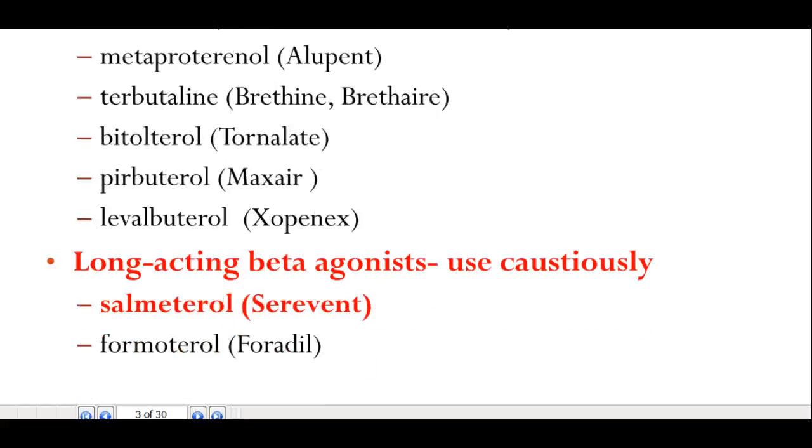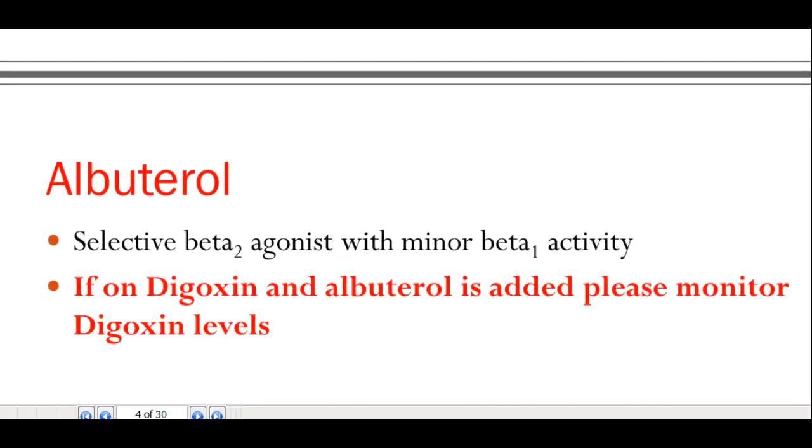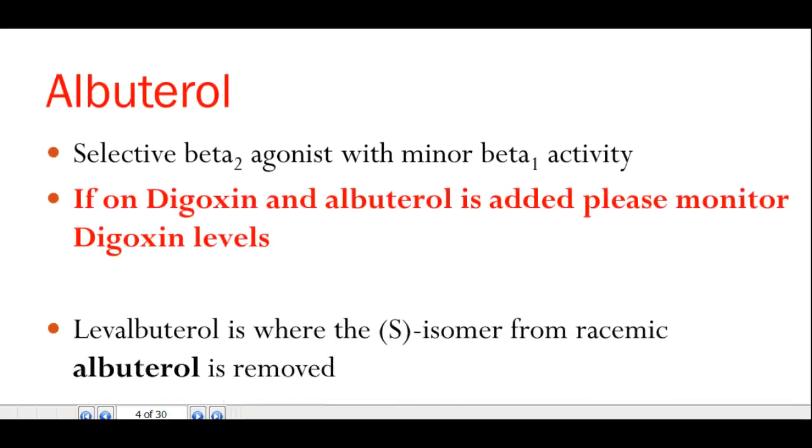Salmeterol, your Serevent, and there is a black box warning on those that causes sudden death. So what we need to know about albuterol mostly is that it's a selective beta-2 agonist. It has minor beta-1 activity, whereas Xopenex has no beta-1 activity. So if you have a patient on digoxin and you're adding albuterol, you need to monitor those digoxin levels for the patient. The reason for that is the albuterol and the digoxin both battle for those receptor sites.